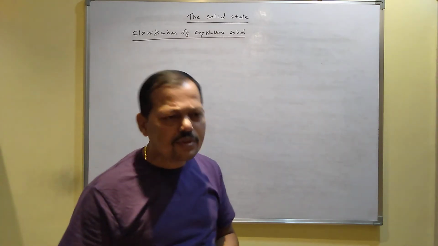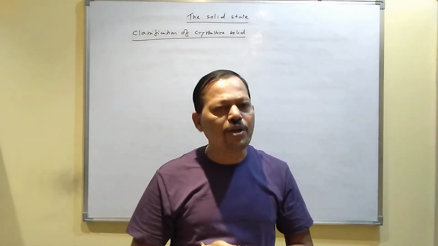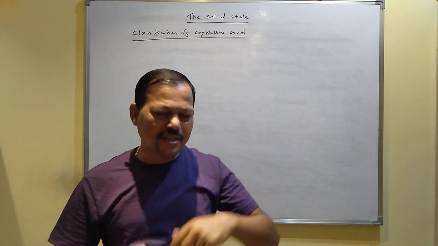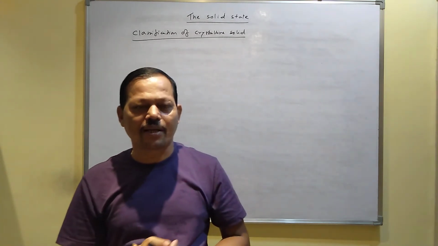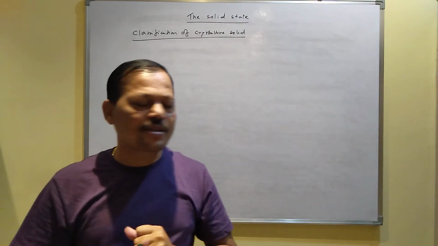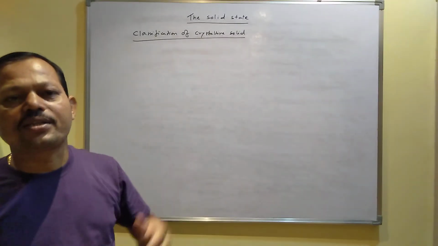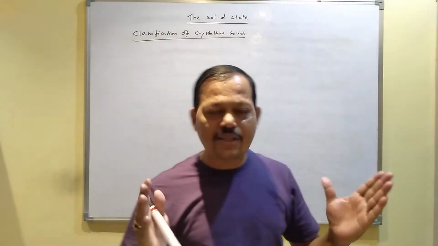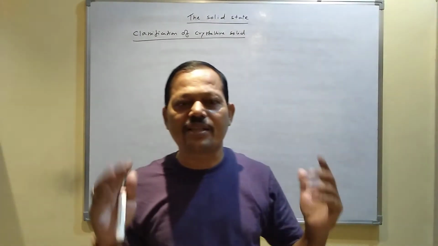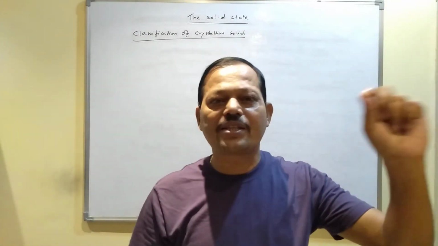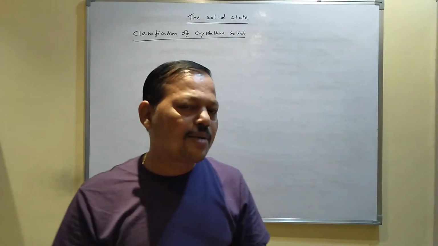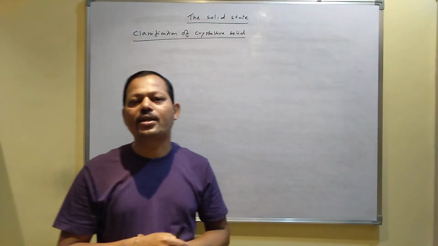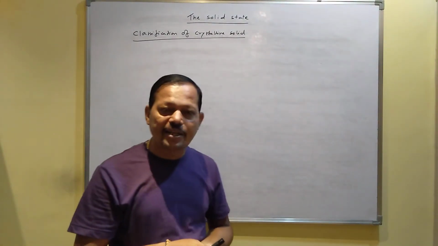Now, suppose there is a solid in which the particles are ions, I mean some positive ions and negative ions are present. So if the particles are ions, then that type of solid is said to be the ionic solid. For example, sodium chloride. You know sodium chloride is a solid, and what are the particles inside sodium chloride? Some sodium ions and chloride ions you will get. So since the particles are ions, that type of solid is said to be an ionic solid.